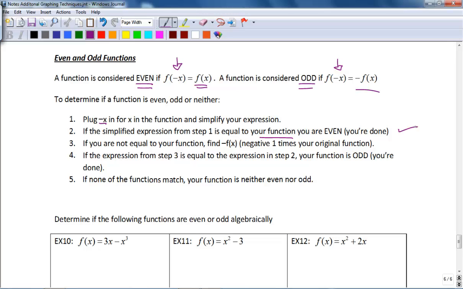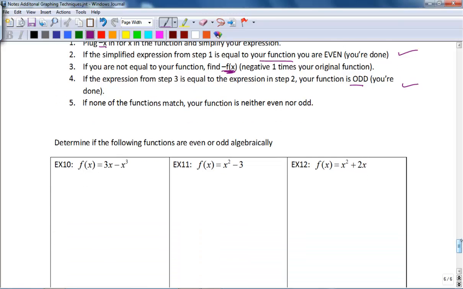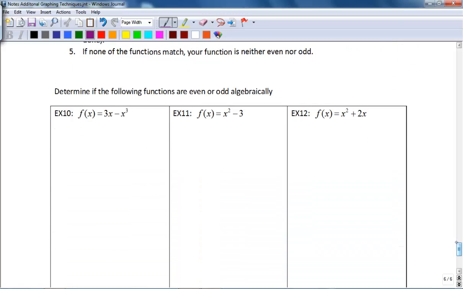If it's not equal to your function, you need to find the negative of f of x, which means you just multiply the original function by -1. If the expression in step 3 matches your expression in step 2, then your function is odd and you're done. If none of the functions match, your function is neither odd nor even.